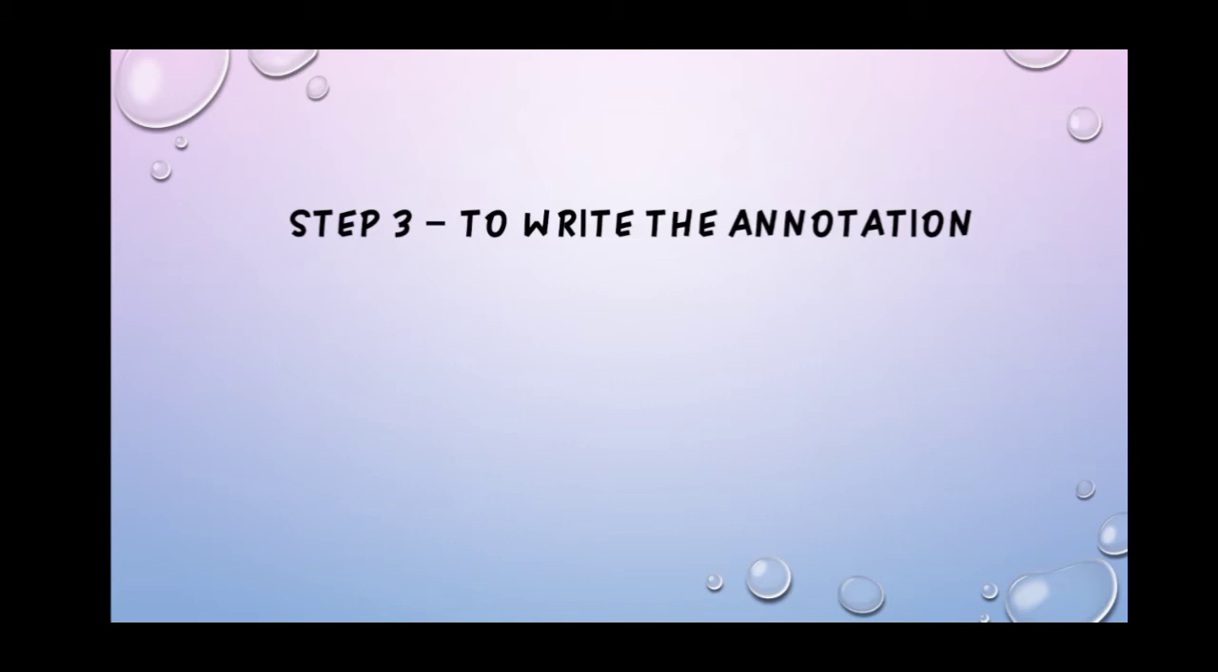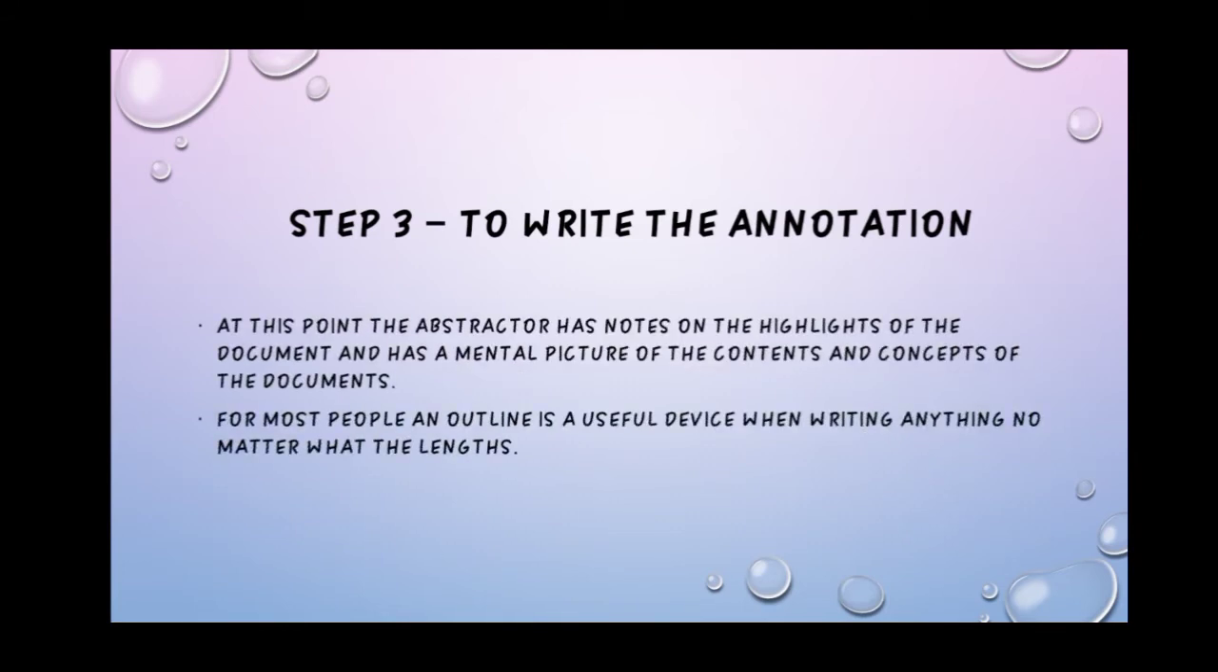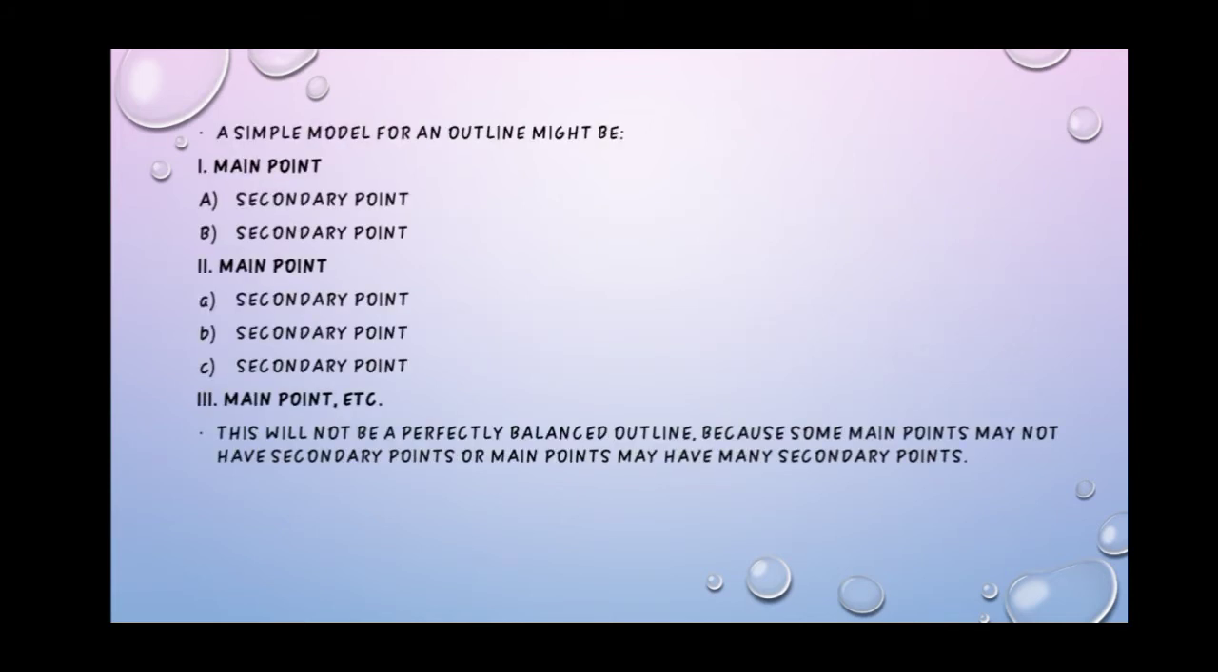Step 3 is to write the annotation. At this point, the abstractor has notes on the highlights of the document and has a mental picture of the content and concept of the document. For most people, an outline is a useful device when writing anything, no matter what the length. A simple model for an outline can be seen in this slide.